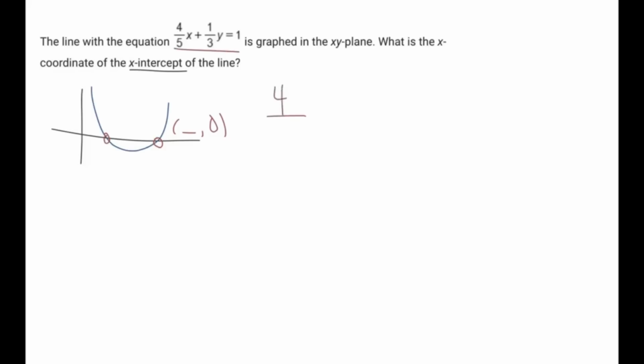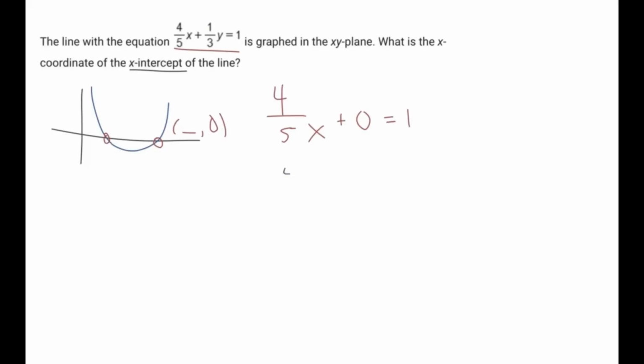So then we have 4/5 x plus 1/3 times 0 is 0. So plus 0 equals 1. And now we can just solve for x, because y was 0, that means we're solving for the input that gets us 0 as y. And this is a function. So what is x? Well, what do we multiply 4/5 by to get 1?